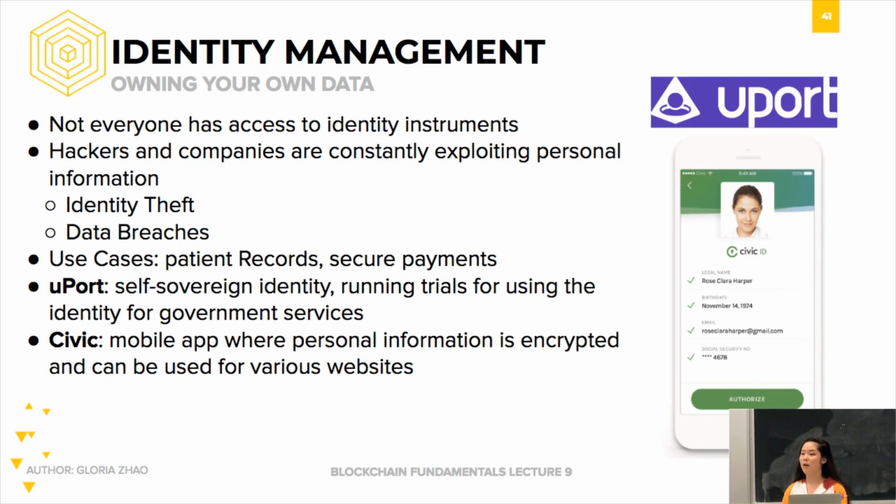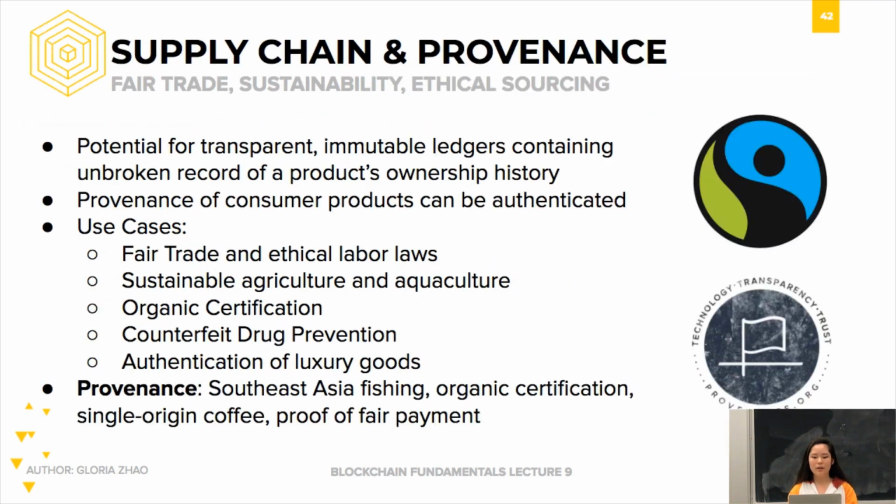But this is a lot more prevalent than you would think. So another use case would be to have another way of managing identity that isn't just through the government. Uport is another self-sovereign identity blockchain project, and one thing that they are doing is running trials for using the identity service that they provide in government services. So that's pretty interesting. This is what got me interested in blockchain in the first place.